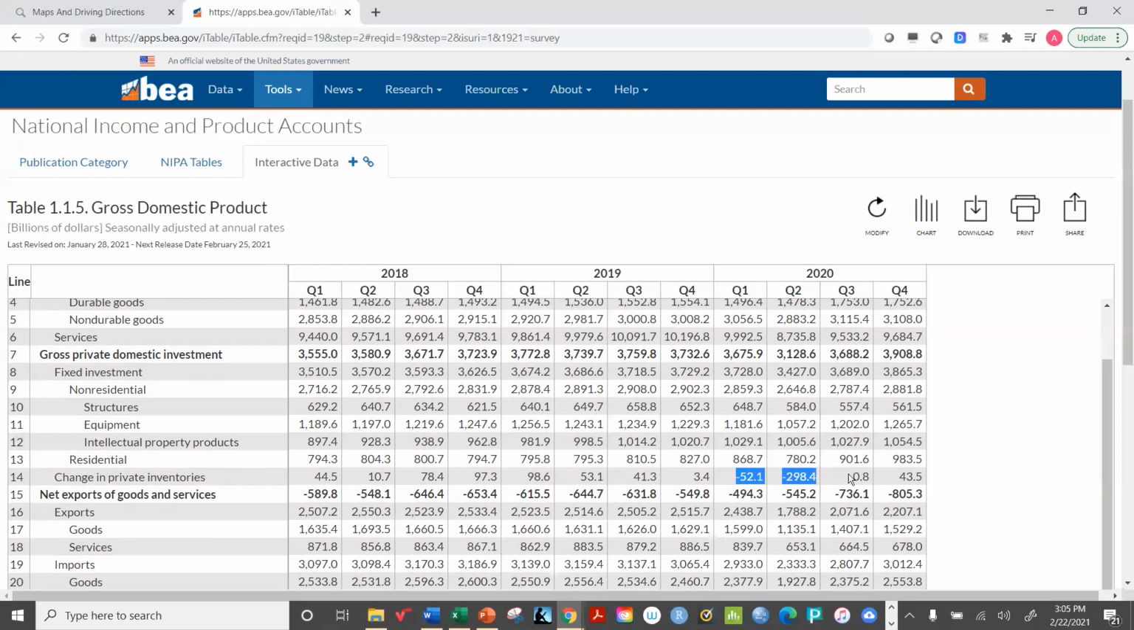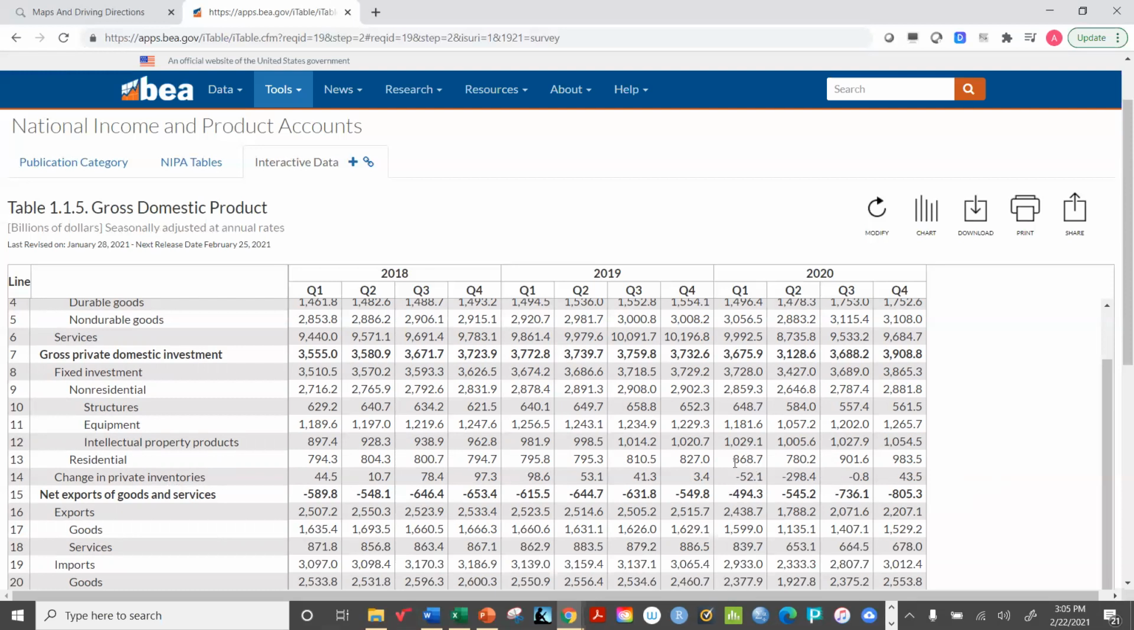Now, it bounced back quite a bit in quarter three, and then by the time it got to be last fall, it was heading back towards more normal numbers. But you can tell right away just by looking at that some kind of disaster was taking place in the first two quarters of last year, and we know what it was, of course.